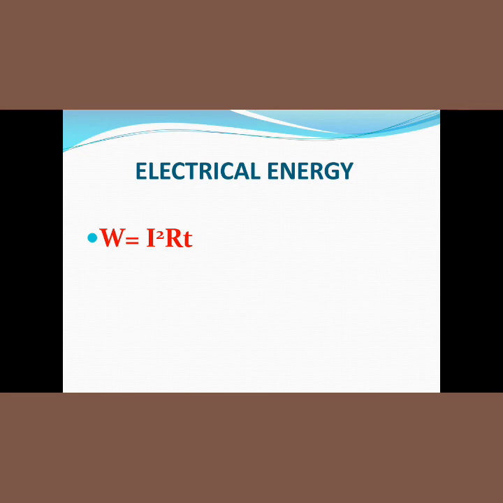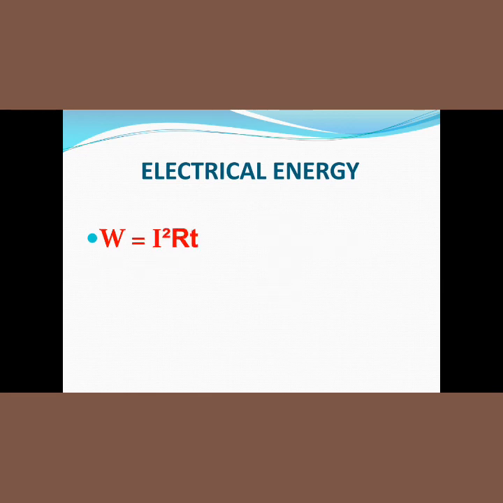Let us now find another form of equation of electrical energy. Initially we had W equal to I square Rt, and from Ohm's law we know V equal to IR, or the current I is simply V by R. Putting this value of I, we get W equal to V square t by R. So W equal to V square t by R is another form of the same equation which relates V and R with the electrical energy.